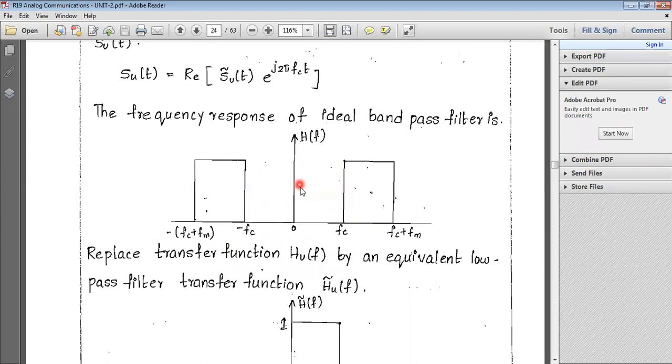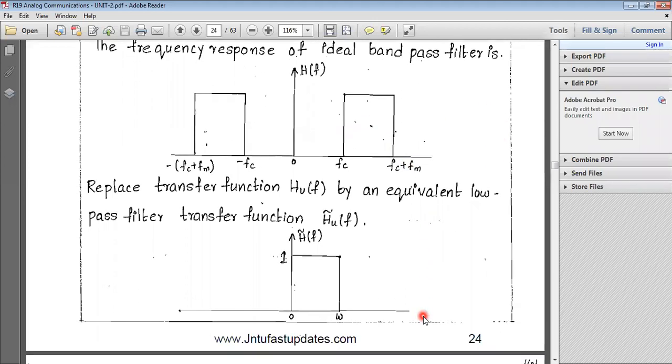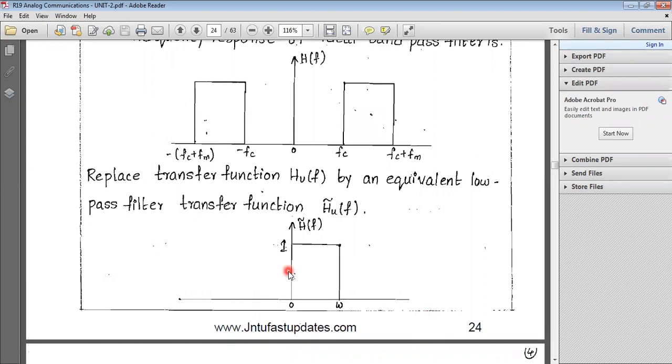Now observe the transfer function for the low pass filter. So this is the transfer function for the low pass filter.